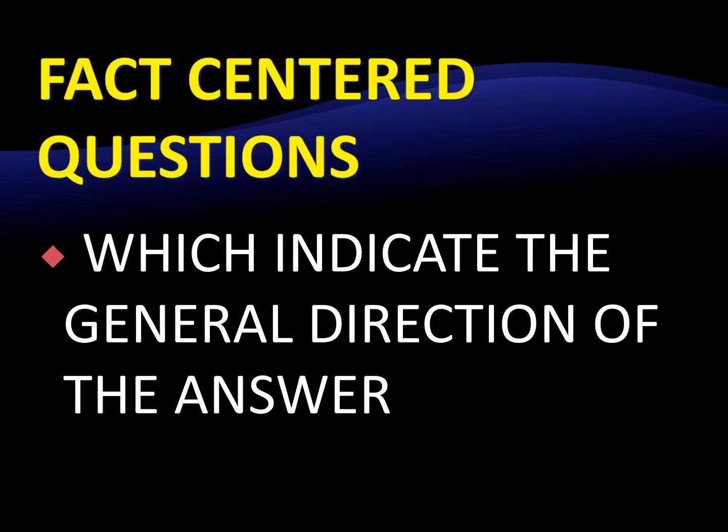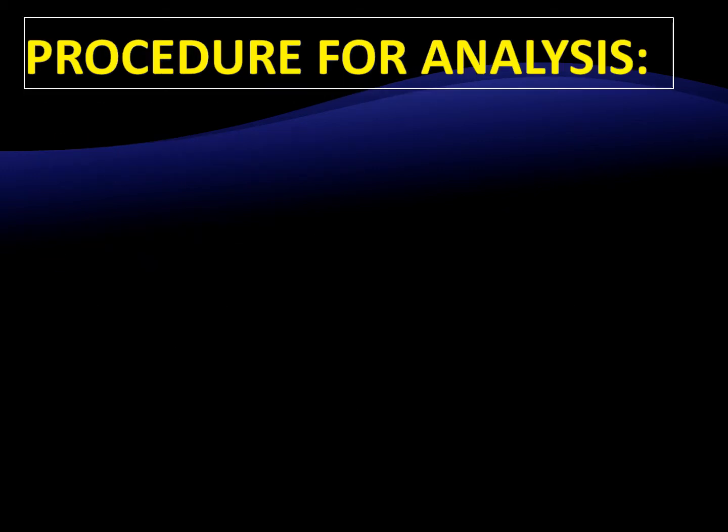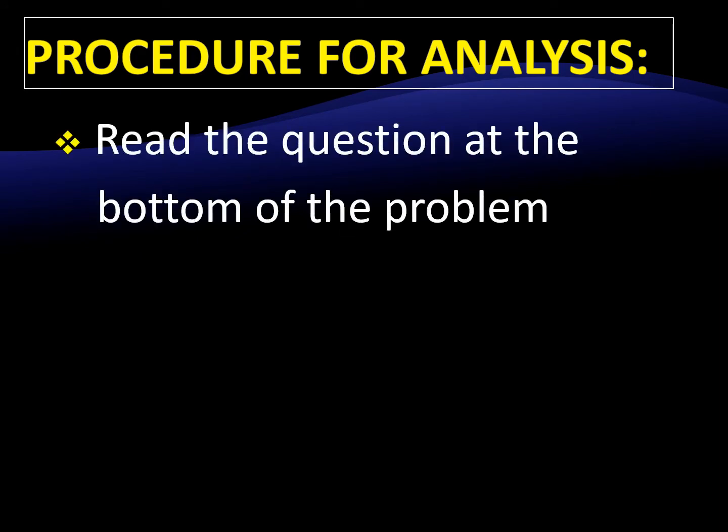you have fact-centered questions which indicate the general direction of the answer. As we said a while ago, just by looking at the question, you would know how to answer already. So what's the procedure for analysis in this regard? First, read the question at the bottom of the problem. However, this advice that I give concerns only questions that are more than one paragraph. Why do I suggest it to be done if it's long?